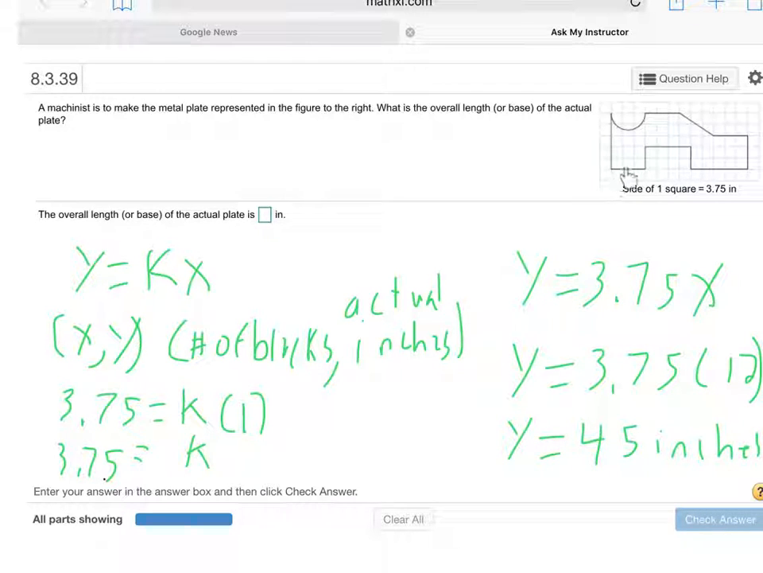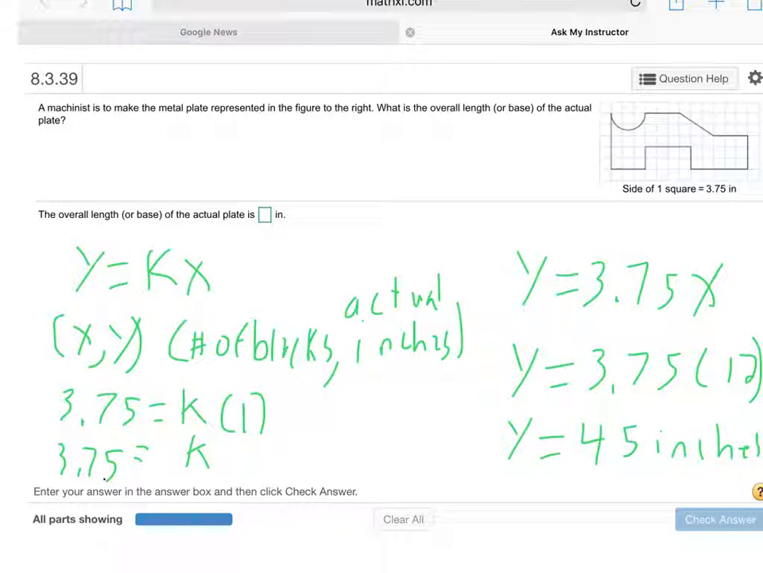And I've counted it. There's 1, 2, 3, 4, 5, 6, 7, 8, 9, 10, 11, 12. So there's 12 blocks here. There's 12 squares here. So the length of each square is 3.75 inches. So this first one's 3.75, the next one's 3.75, the next one's 3.75, etc. And there's 12 of them. So you might be thinking, well, I just end up multiplying 12 times 3.75. That would be correct. That's going to give you the overall length or base here.